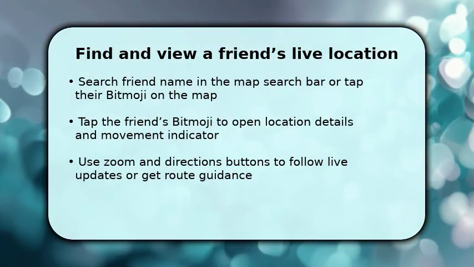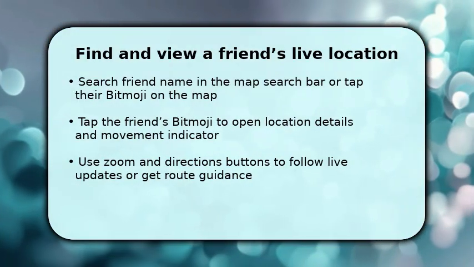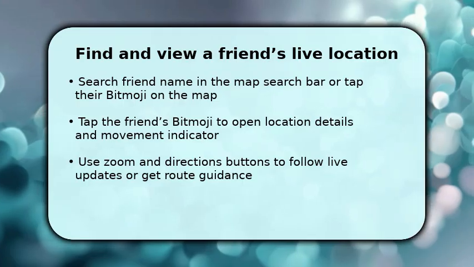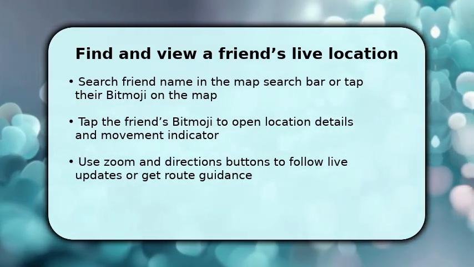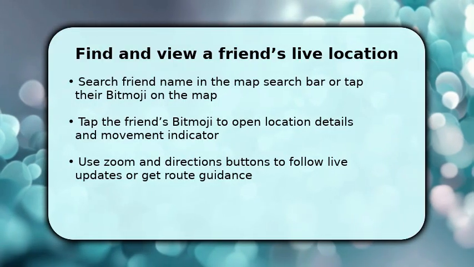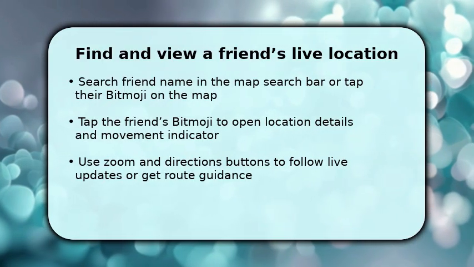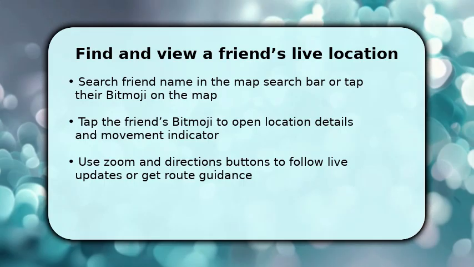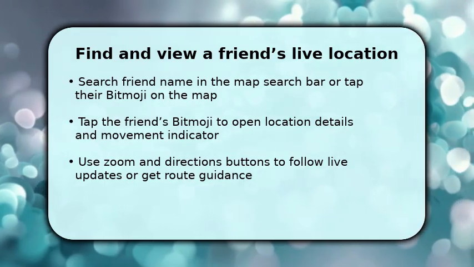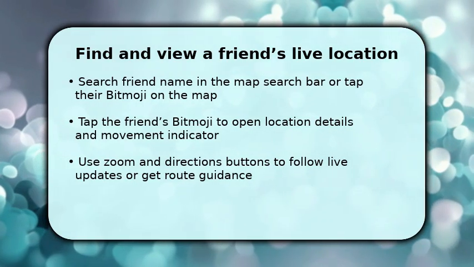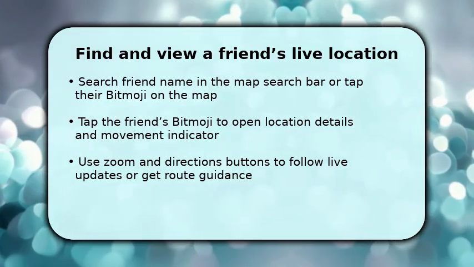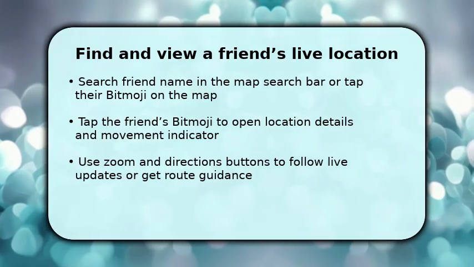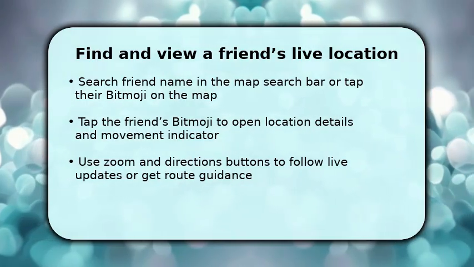Next, locate your friend on Snap Map by typing their name in the search bar or by tapping their Bitmoji if visible. When you tap their Bitmoji, you'll see location details, a movement indicator, and a timestamp showing when the location was last updated. Use the map's zoom controls and the directions button if you want turn-by-turn guidance. Keep in mind friends only appear if they've enabled location sharing with you or have the map open. That's why you might not see everyone.